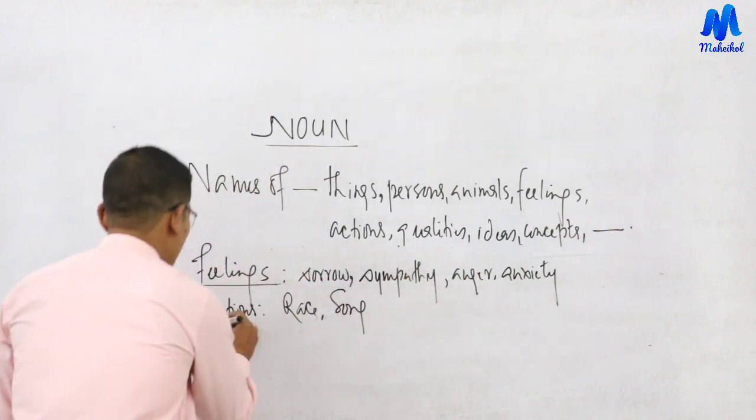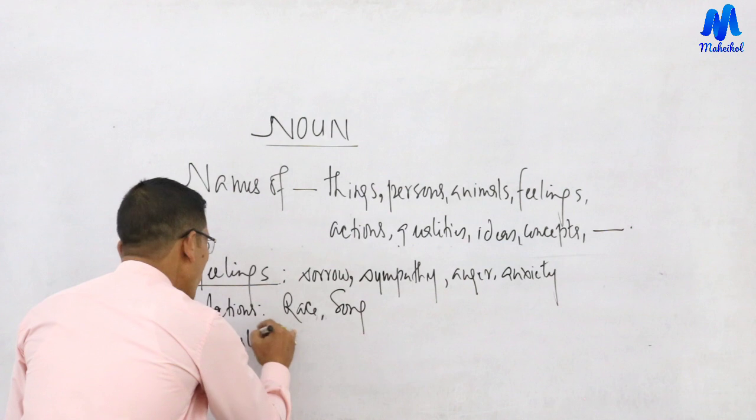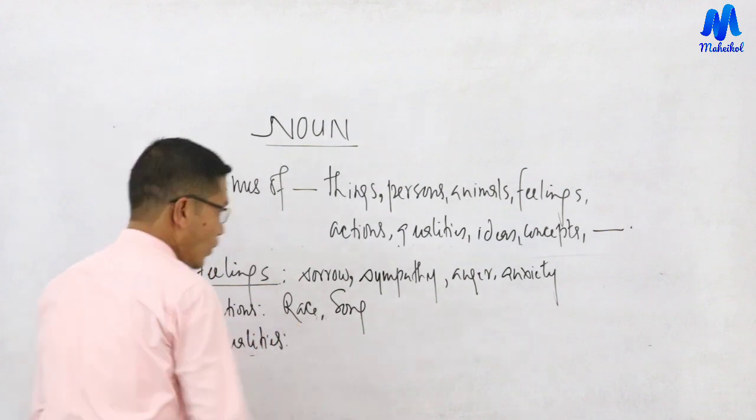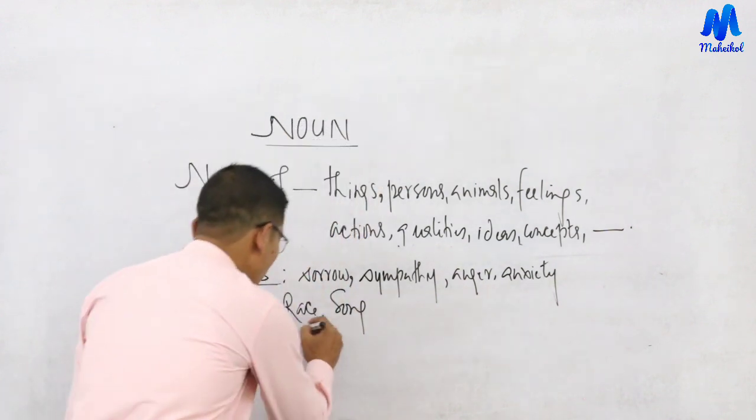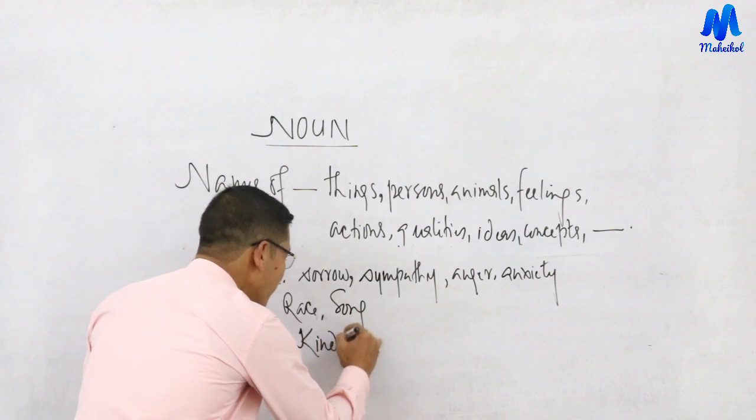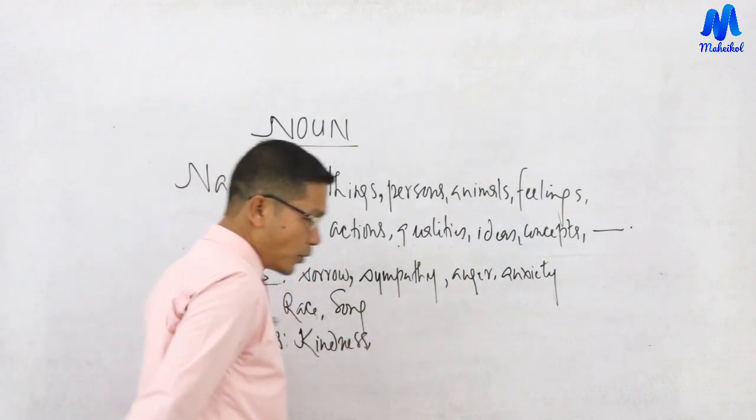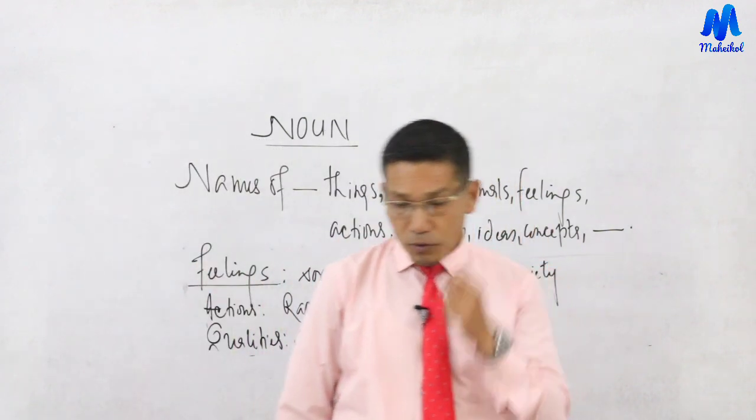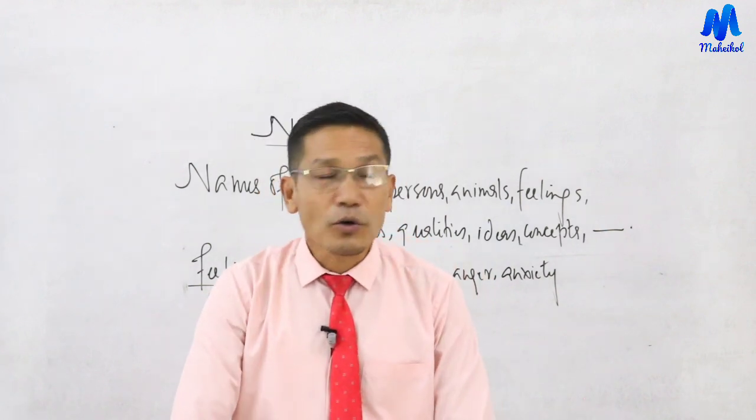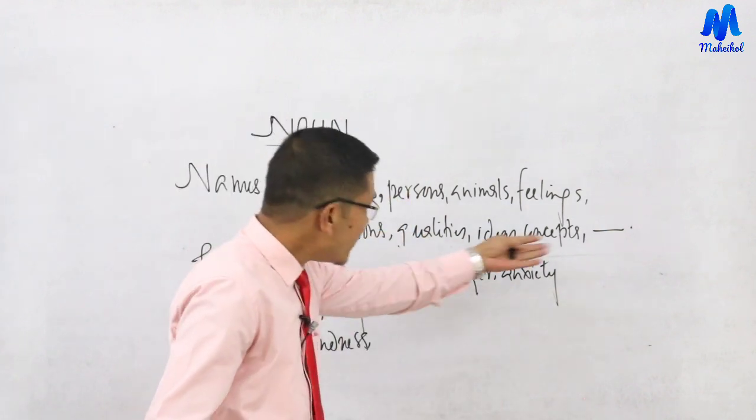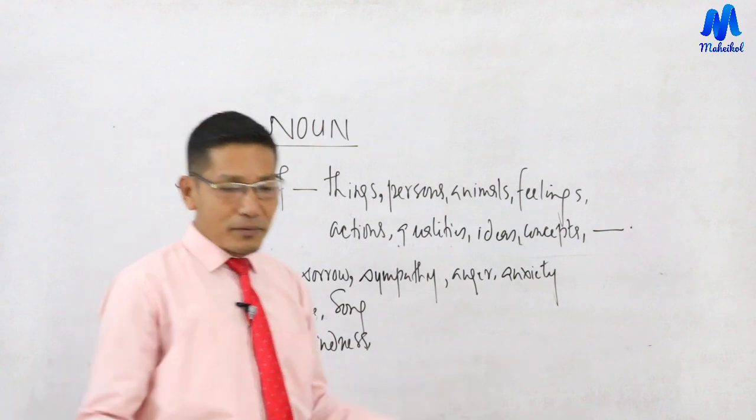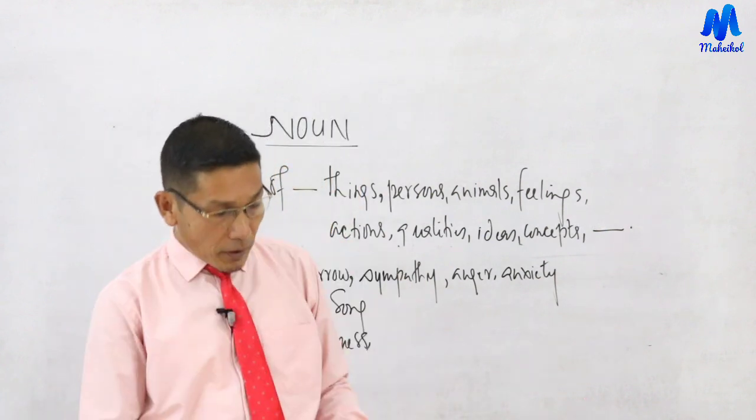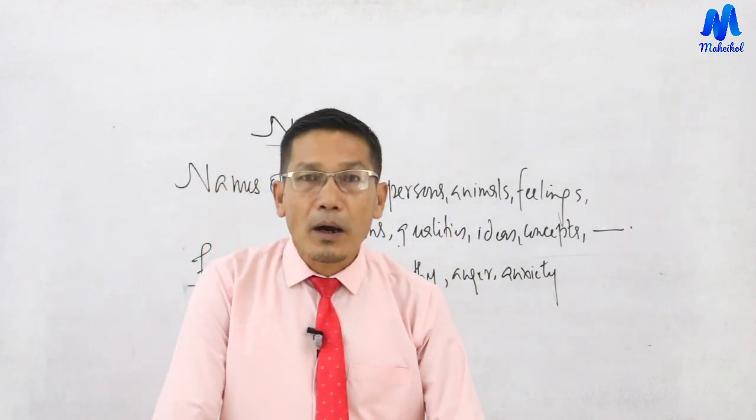Now comes to qualities. Kindness is a quality. There are ideas and concepts, for example science. Science is a noun.